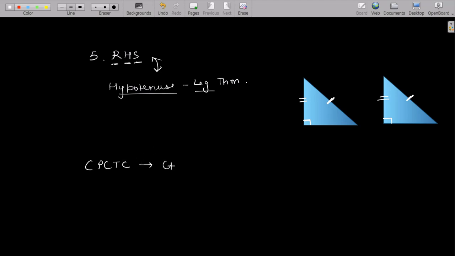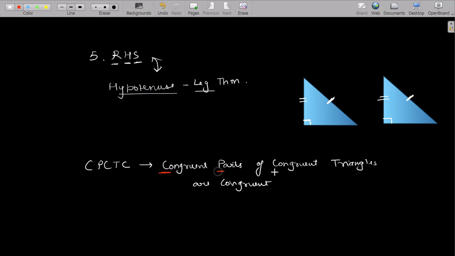CPCTC means corresponding parts of congruent triangles are congruent. So the first letter of each word is C, P, C, T, C.